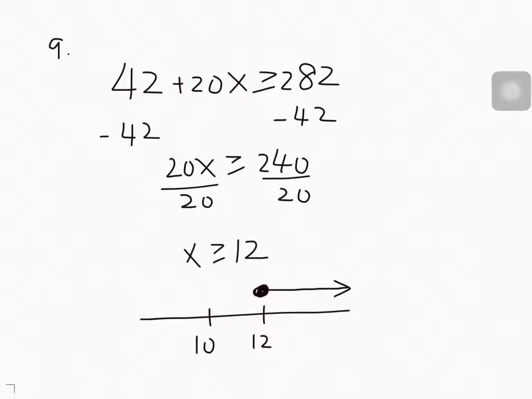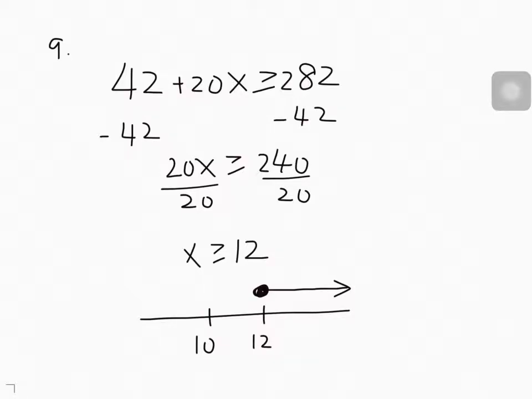Write out the inequality first. With the given information, Joe already has $42, and for each lawn he mows, he will get $20. So the inequality that I write is 42 plus 20x must be greater than or equal to 282 in order for him to buy the bike.